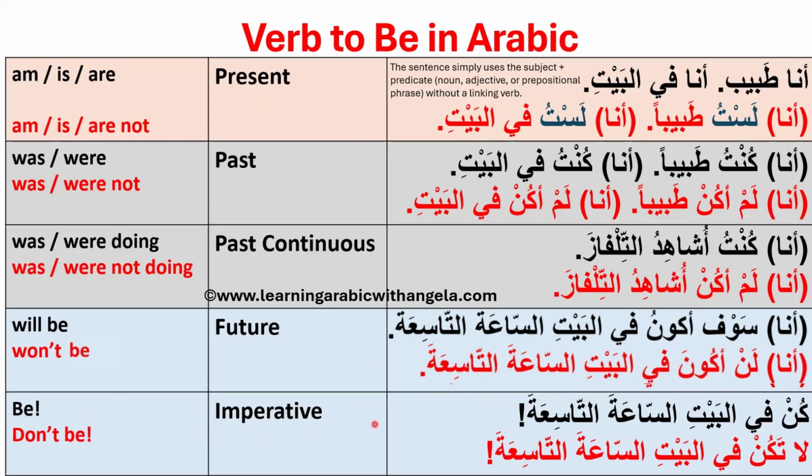In the imperative be, كن في البيت الساعة التاسعة. Be home at 9 o'clock. Or كوني to a female. لا تكن, don't be. لا تكن في البيت الساعة التاسعة.